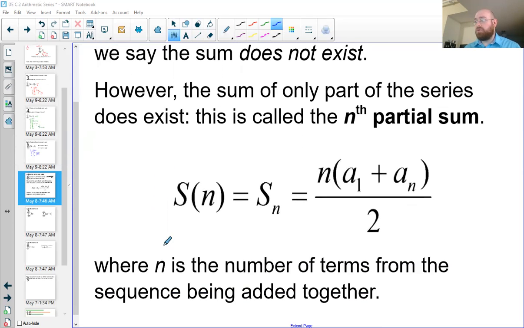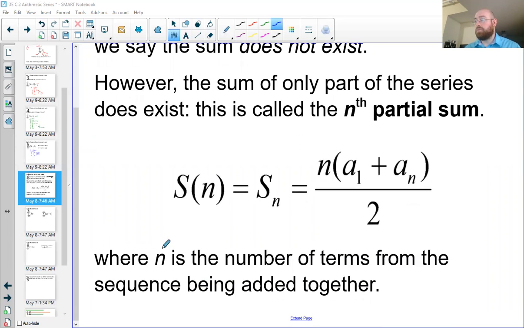And we have a formula, Sn, so the sum of the first n terms. Sometimes we write n as a subscript. Sn is equal to n times (a1 plus an), so the first term and the last term, which is our nth term, all divided by 2, where n is the number of terms from the sequence being added together.